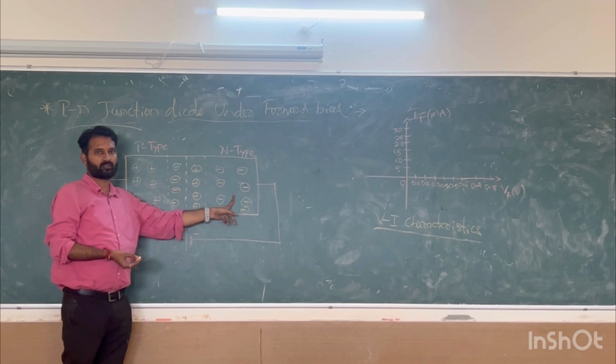When the positive terminal of the battery is connected to P type and the negative terminal of the battery is connected to N type, the applied bias is called forward bias, and the PN junction diode will be said to be under forward bias condition. Understandable? Clear with the definition? What do you mean by forward bias?